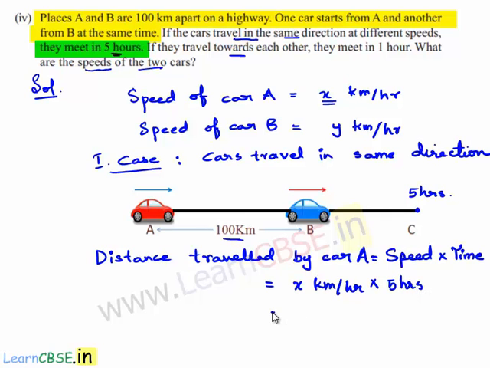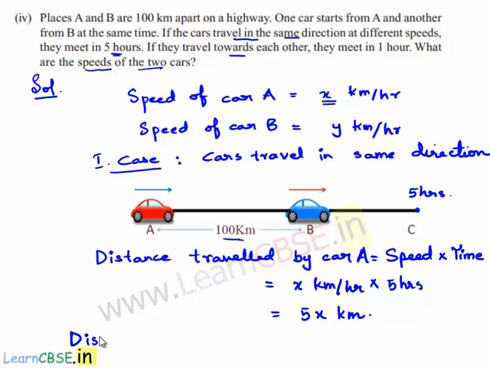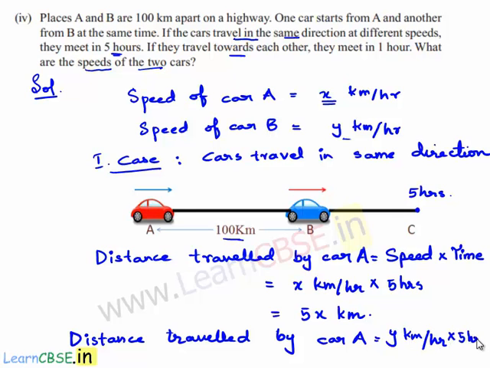So we will be getting distance traveled as 5x kilometers. And also the distance traveled by car B is equal to speed multiplied by time. The speed of car B is y kilometers per hour and the time taken is 5 hours. So we will be getting this as 5y kilometers.